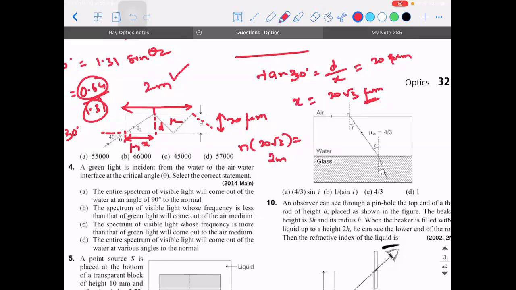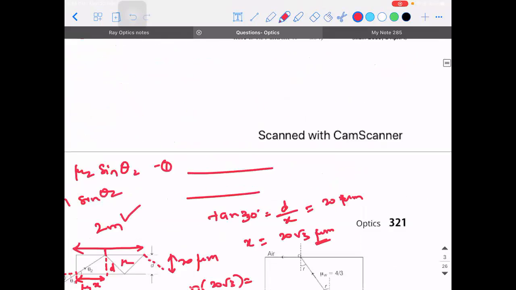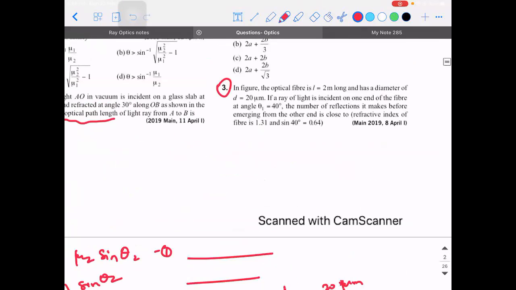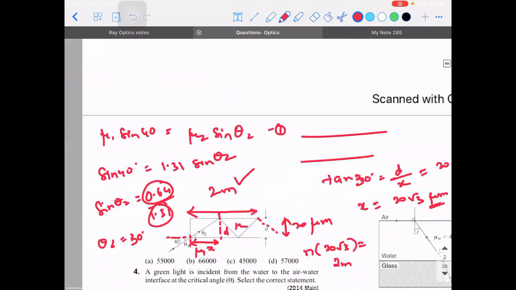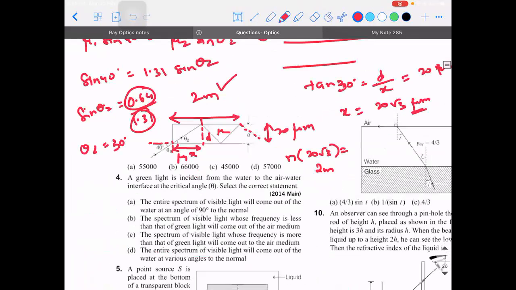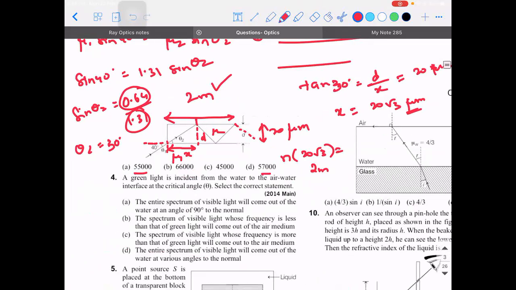They have asked for an approximate value because you are not getting an exact one. The approximate value is what you people will calculate. I think the answer should either be 55,000 or 57,000 because they are close by. They'll give it to confuse you.